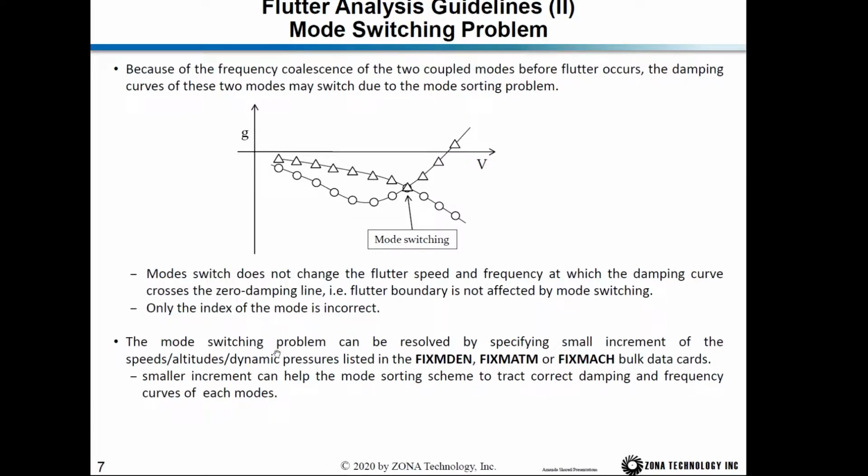This mode switching problem can be resolved by specifying small increments of the speed, altitudes, or dynamic pressures, at least in those cases. Smaller increments can help the mode sorting scheme track the correct damping and frequency curve of each mode.